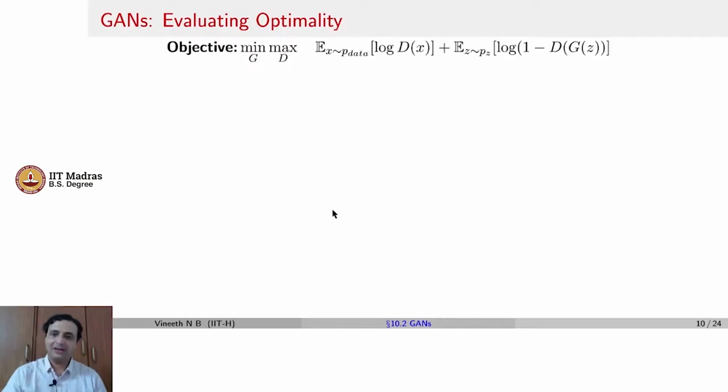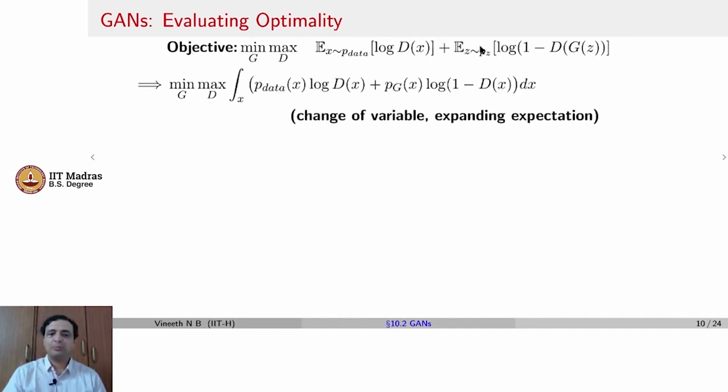So to evaluate optimality for training such a network, let's reconsider the objective again. Min over G, max over D, expectation for data coming from the training distribution, log D of x, plus expectation over the generated samples, log of 1 minus D(G(z)), where z comes from your Gaussian prior, for instance. Now if we expanded out the expectation, you have min over G, max over D, integral over x, p data of x log D of x, plus p g of x, that's the generated distribution, log of 1 minus D of x.